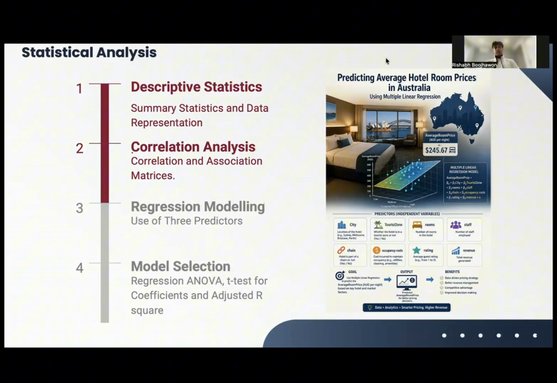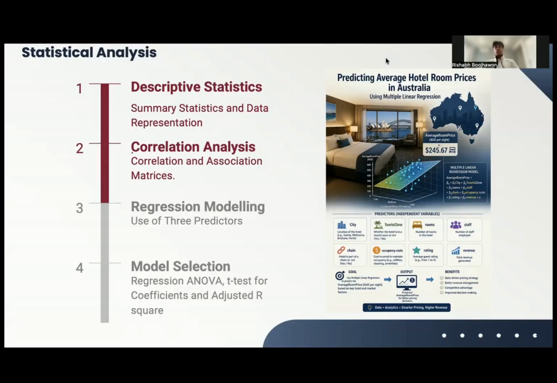Thank you, Venuja. Now we move on to statistical analysis. For this statistical analysis, we started with some descriptive statistics and data representations that depend on the type of variables. For quantitative variables, we used a Pearson correlation matrix to identify stronger linear relationships and to check for possible multicollinearity. For categorical variables, we used frequency tables, box plots, and the Cramér's V association matrix, since the Pearson correlation is not suitable for categorical data.